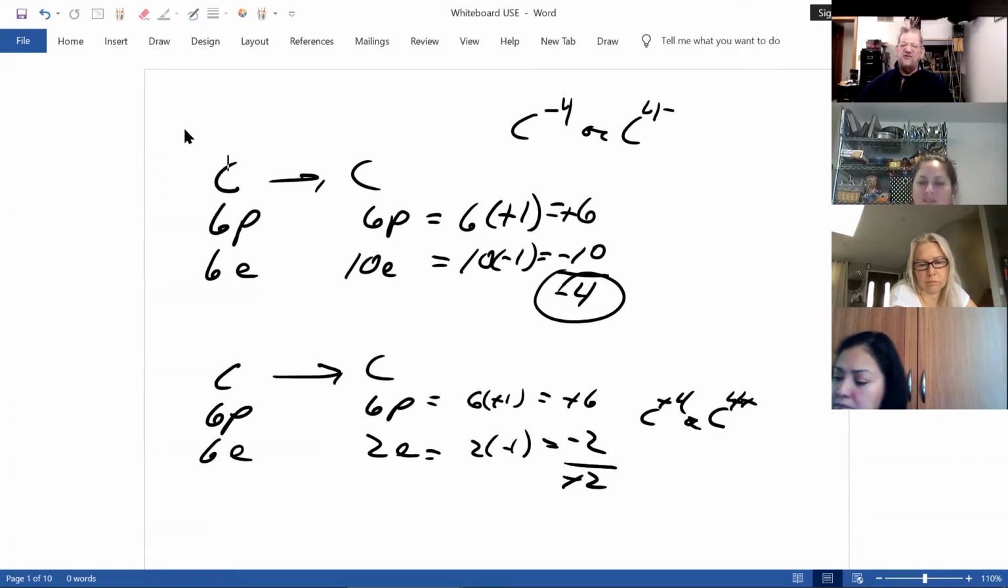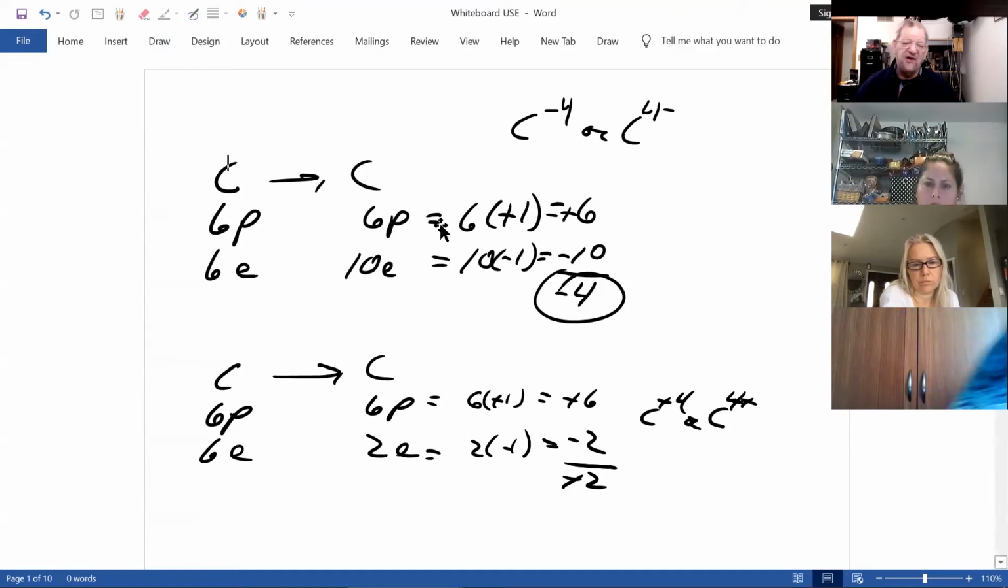Now, which does it go to in real life? This is more an artificial problem because in real life, carbon element never forms an ion. It's just too far away from noble gases. It's involved in covalent bonds, not ionic. But that's how you do it. All right, let's move on.